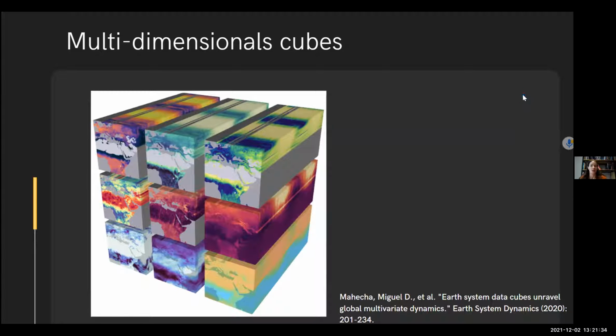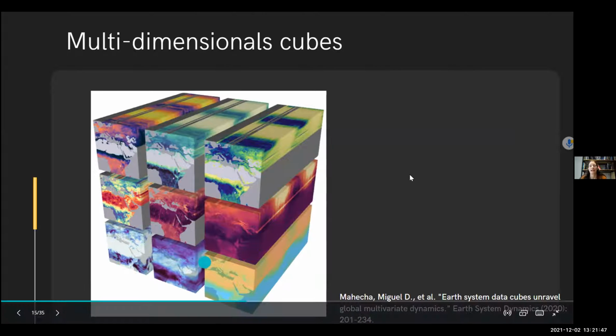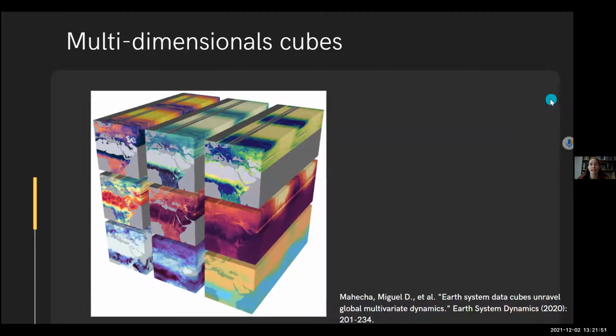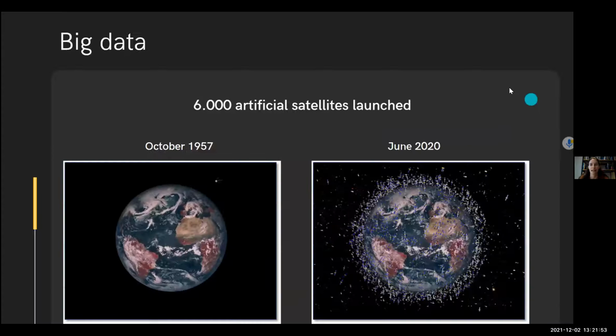And just to show you, this is the image where I started my presentation in the first slide, and I like it a lot because here that shows us different cubes for different variables, and from Africa in this case.